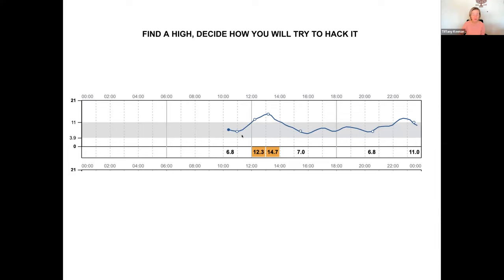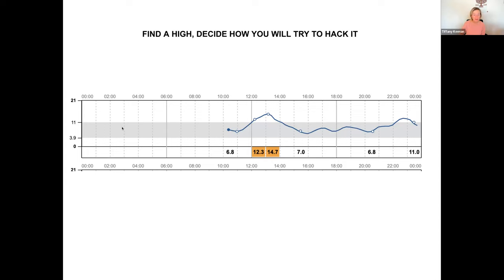I just picked someone at random and found a spike. It was first when the monitor was put on, it looks like. At 10 o'clock there was around 6.8, but then just after lunch, so I'm guessing this was eating something for lunch, it took the person up to about 14.7. And then it took a few hours for that spike to come back down to 7. In this spike, because you're all going to be a little different, what I looked at is that the spike went over the gray zone.